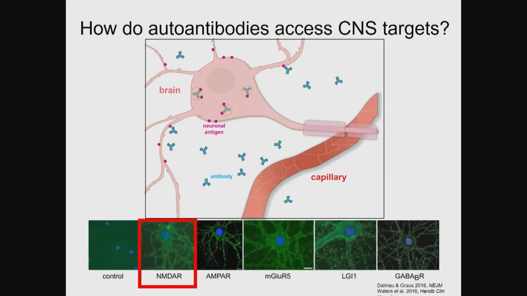So the important question that brought our lab into this game was, how do these autoantibodies that are heavily implicated in disease pathogenesis access their CNS targets? For example, the NMDA receptor encephalitis antibodies are present in about 10% of the population overall. But the incidence of NMDA receptor encephalitis is only about 1 in 100,000. So there's got to be some way to make these antibodies pathogenic, and that is that they can leak out of the bloodstream where they're present.